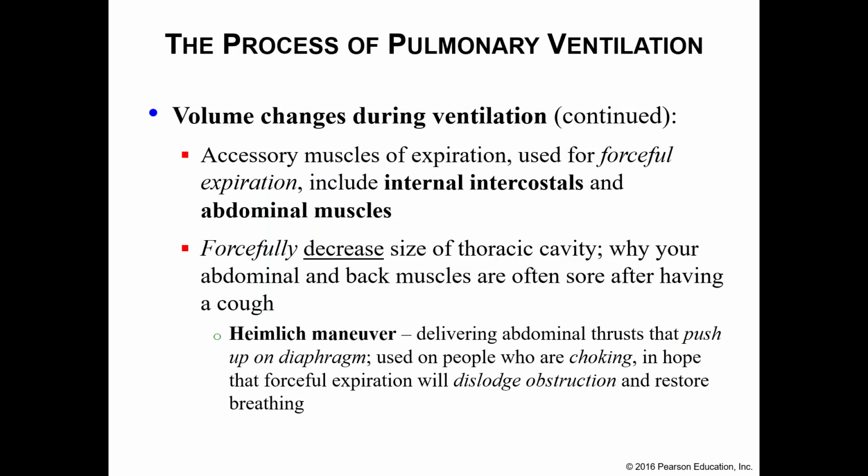Now, in addition to your good old diaphragm, okay, your good old external intercostal muscles helping with normal ventilation, we do have some accessory muscles. These accessory muscles are going to be used during forceful expiration. So not normal expiration. Remember, normal expiration, we're really just relaxing your muscles. Forceful expiration, we are going to recruit our internal intercostal muscles and your abdominal muscles.